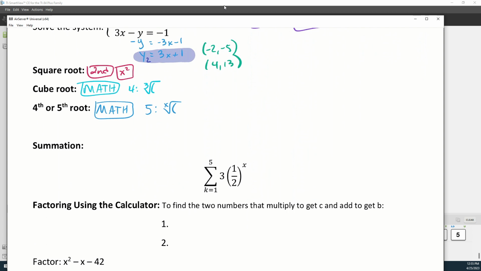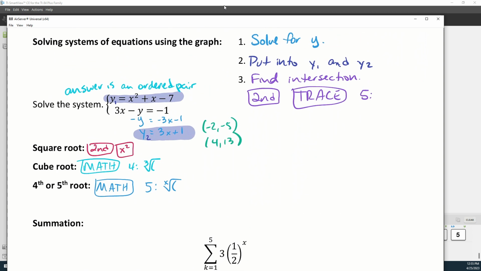Can you go back up? Sure. Oh, wait. The one we just did?